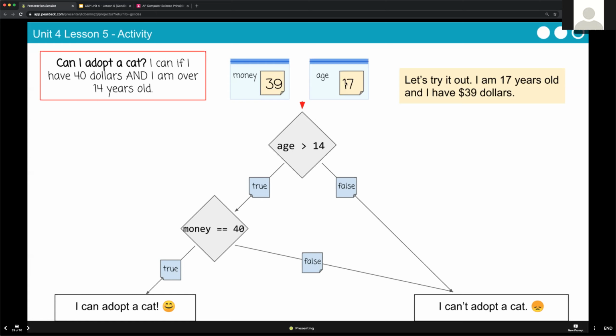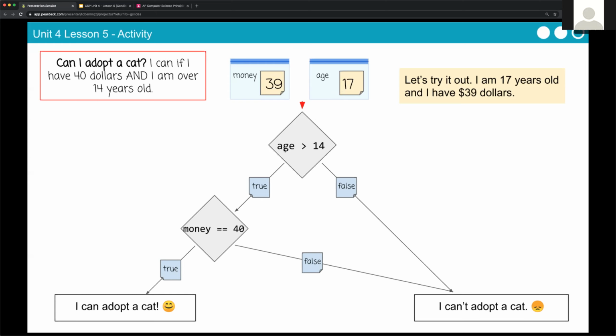We're going to go through the same process here. We're going to bring down the value inside of age, 17. Is that greater than 14? Yeah. We're going to branch over here to the true side. But then we have another decision to make. We're asking, is my money equal to $40? So I'm going to bring down money, 39. 39 is not equal to $40, and so this is going to be false. And so we're going to branch over here. There you go. I cannot adopt a cat.